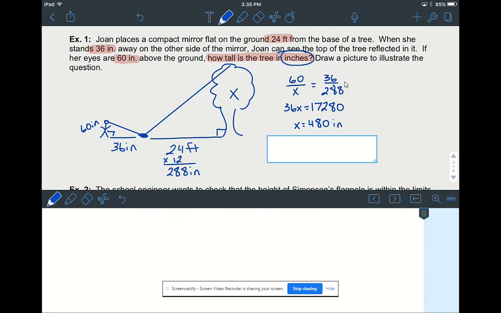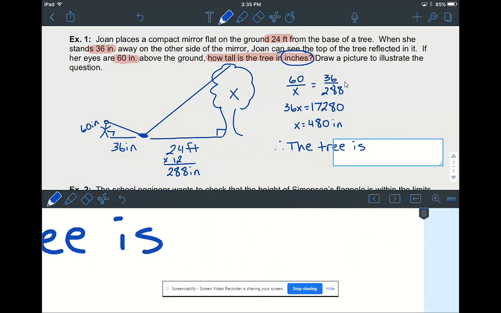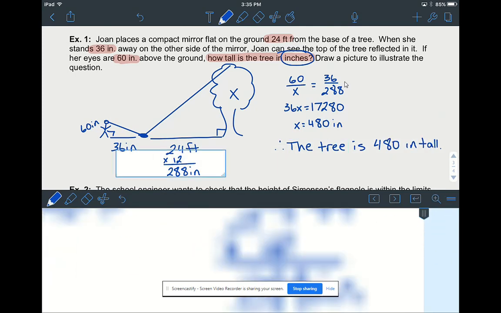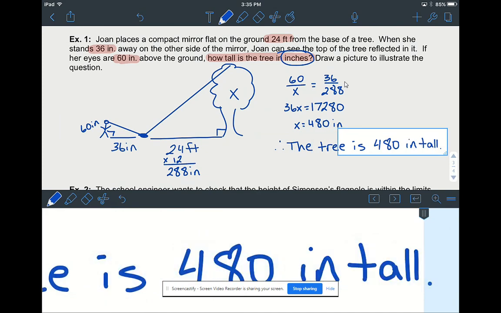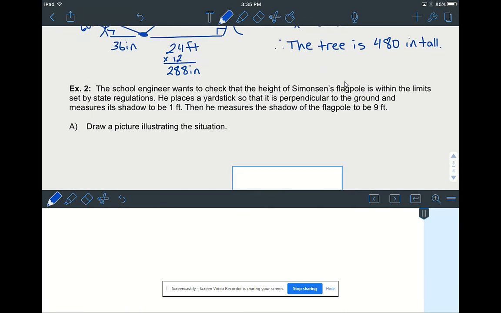It's a word problem, so guess what we need? Therefore sentence. Good. Therefore, the tree is 480 inches tall. Period. All right. Next question, number 2.